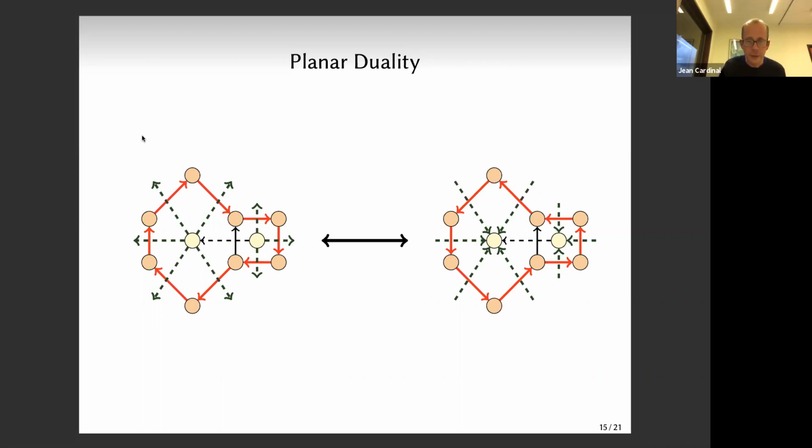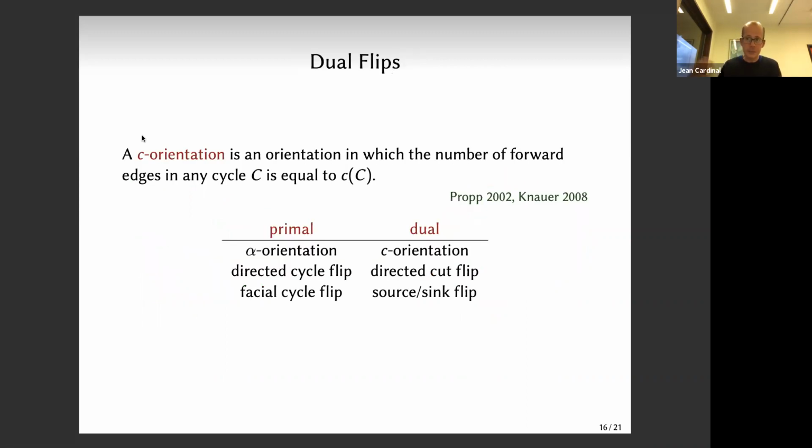And now we can play with this duality, right? We have this dual notion of a C orientation, where, again, a small c here is a function that prescribes, for every cycle, in some direction along the cycle, the number of forward edges, right? The number of edges you meet that go in the same direction as you, right? Of course, the function C, just as in the alpha orientation, must be consistent with the degrees and the cycle structure of the graph.